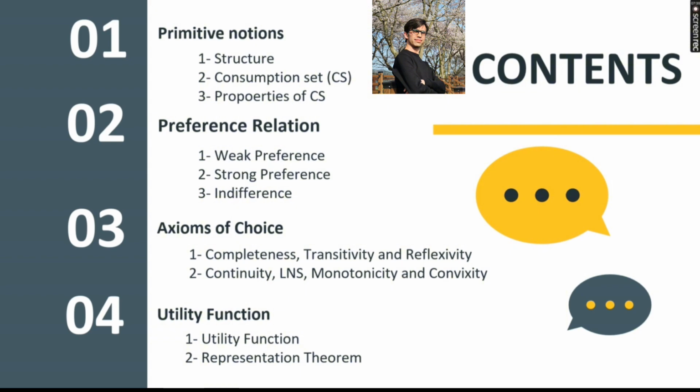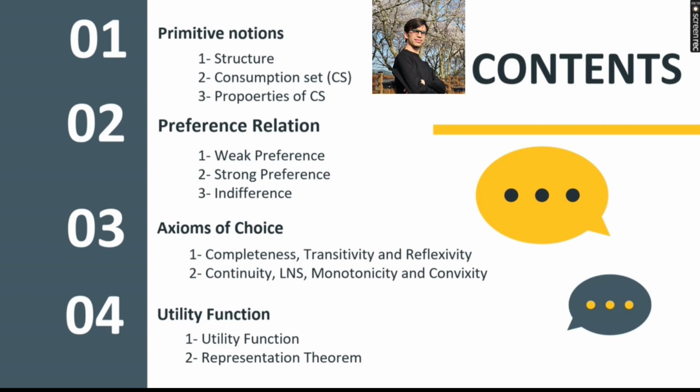So first of all, we are talking about some primitive notions, the overall structure that we have in microeconomics, the consumption sets and properties of consumption sets. And then we are moving to the preference relation, which is the foundation of consumer theory. By using preference relation, we can define the consumer preferences, the consumer happiness, the consumer desire, the consumer satisfaction, and the consumer fulfillment.